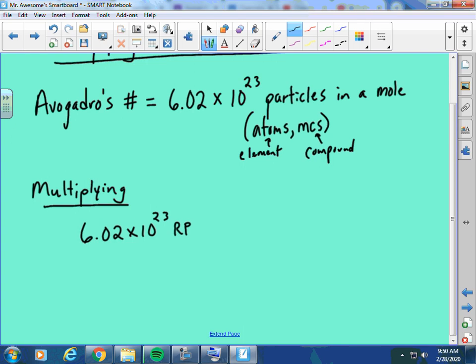So there are 6.02 times 10 to the 23rd representative particles in 1 mole, which I could make like a ratio: 6.02 times 10 to the 23rd representative particles per 1 mole. How many are in 2 moles? Which you just said, let's multiply by 2. So how do we do this?